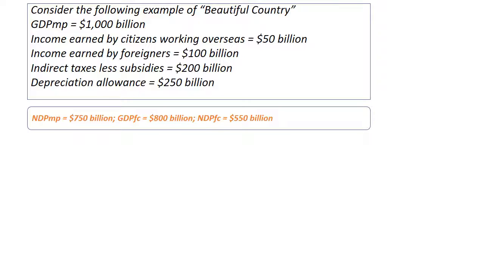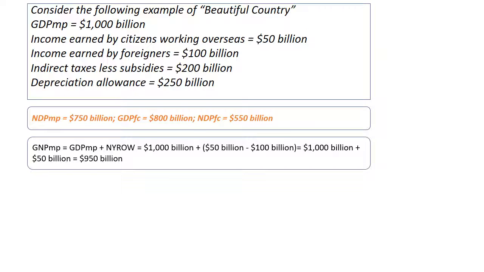Now I've just copied the same example from the previous slide, and we have NDP-MP, which we have calculated, 750 billion, GDP-FC 800 billion, NDP-FC 550 billion. And now based on this, we can derive other concepts relating to income of a country. For example, GNP-MP. Now it's the second letter which is different from GDP-MP, and this refers to national.